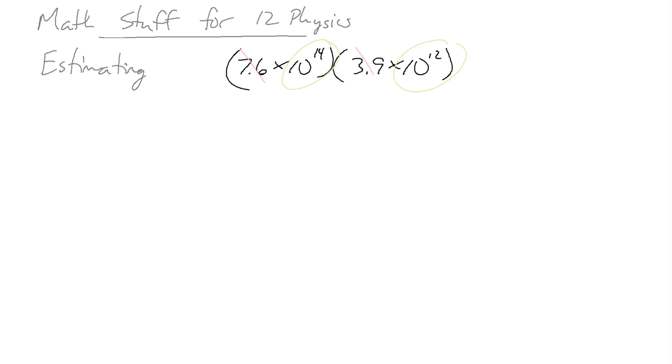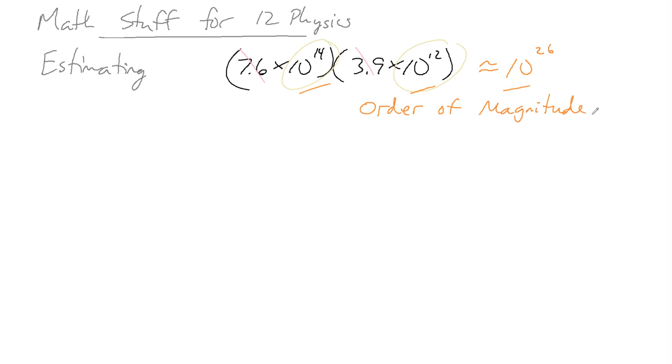Worry about the powers of 10. 10 to the 14 times 10 to the 12, basic grade 9 exponent rules, is approximately equal to 10 to the 26. That's it. There's my estimate. This is what's called looking at the order of magnitude. That's what that's called.